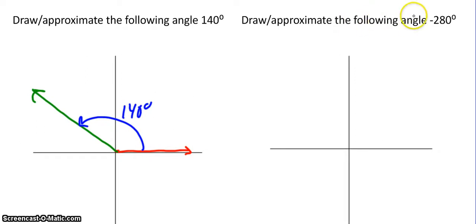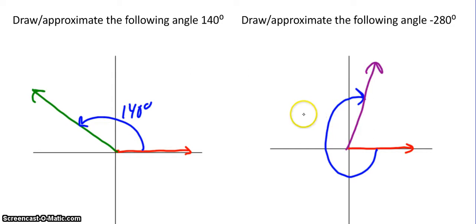Draw or approximate the angle of negative 280 degrees. So again, I have my initial side on the positive side of the x-axis, and now my terminal side, well, negative 280 degrees, I know I'm going to go clockwise. Starting here, this would be negative 90, so 90, 180, 270, so 280 is going to be something like about there. So that would be an angle of approximately negative 280 degrees.